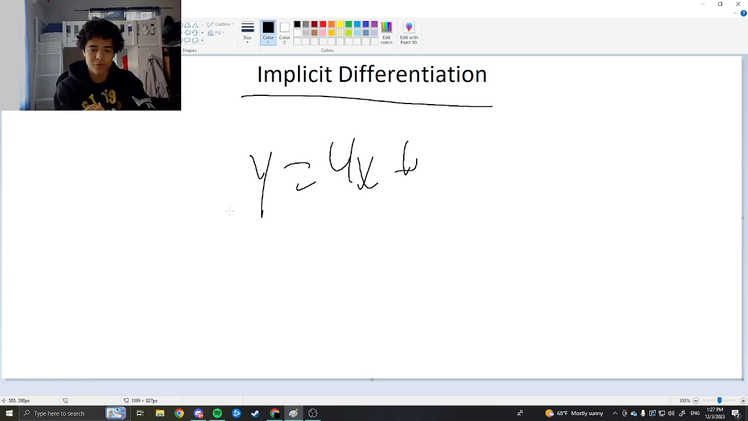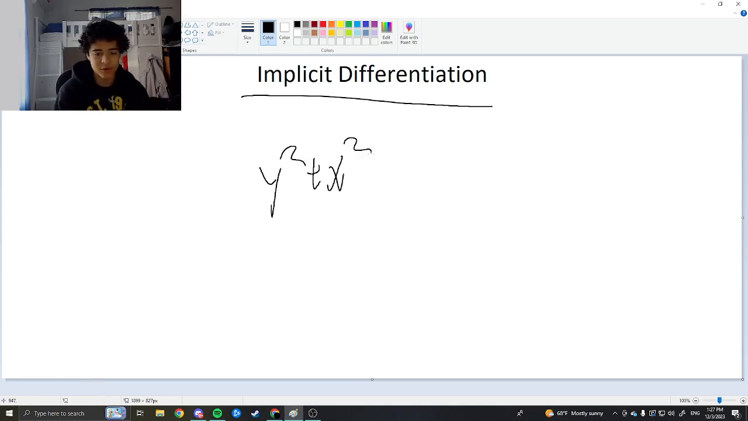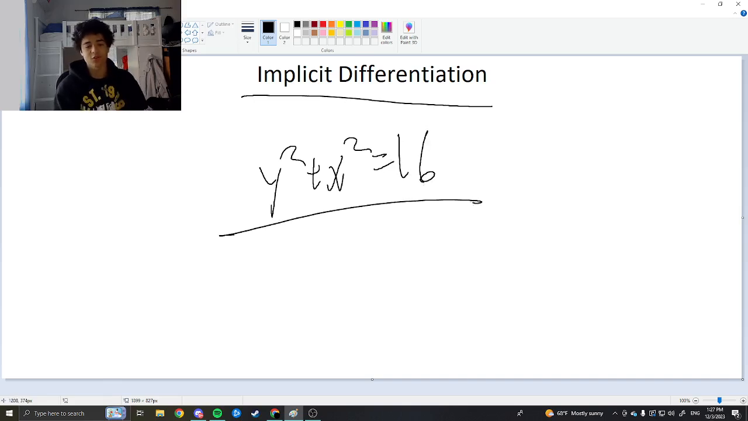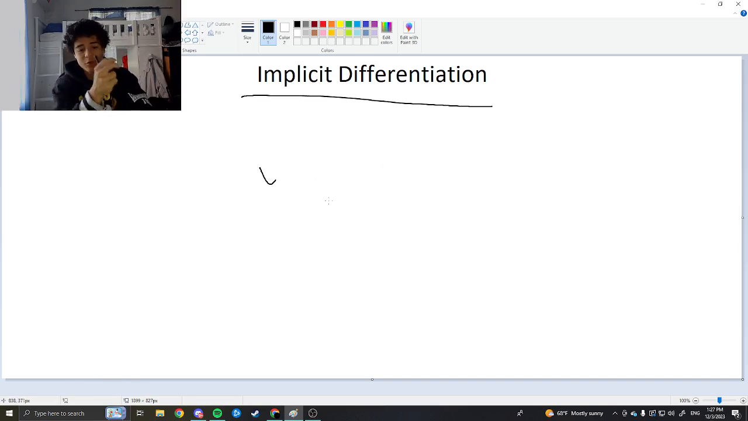But what do you do if you have to derive something like a circle? If you have y squared plus x squared equals 16, a circle equation, how would you derive the y and the x if they're both together? That's what implicit differentiation is. It's when you have an equation with y's and x's together, and how would you derive it?